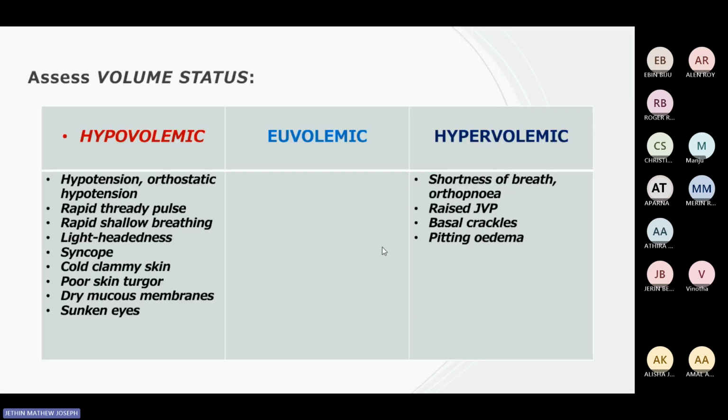So these are some of the clinical features which we see in hypovolemic patients. So hypotension, orthostatic hypotension, rapid thready pulse, rapid shallow breathing, lightheadedness, syncope, cold clammy skin, poor skin turgor, dry mucous membrane, sunken eyes. And hypervolemic features can be shortness of breath, orthopnea, raised JVP, basal crackles, and pitting edema.